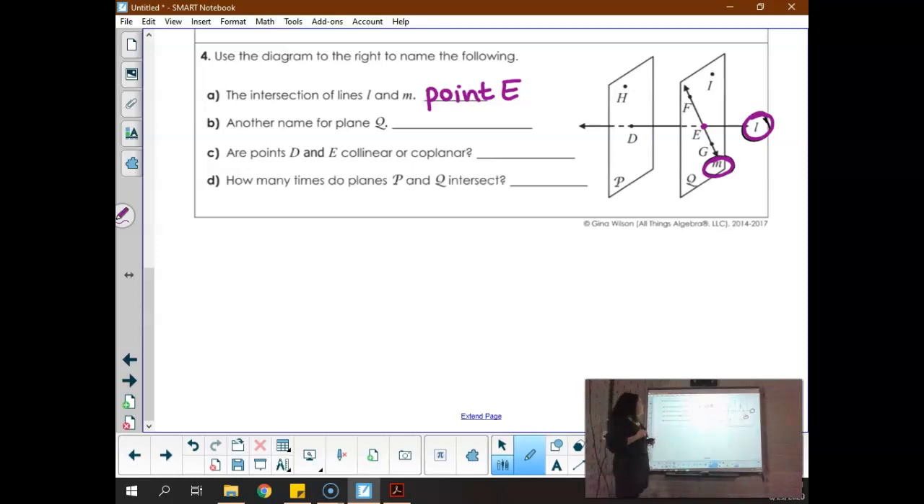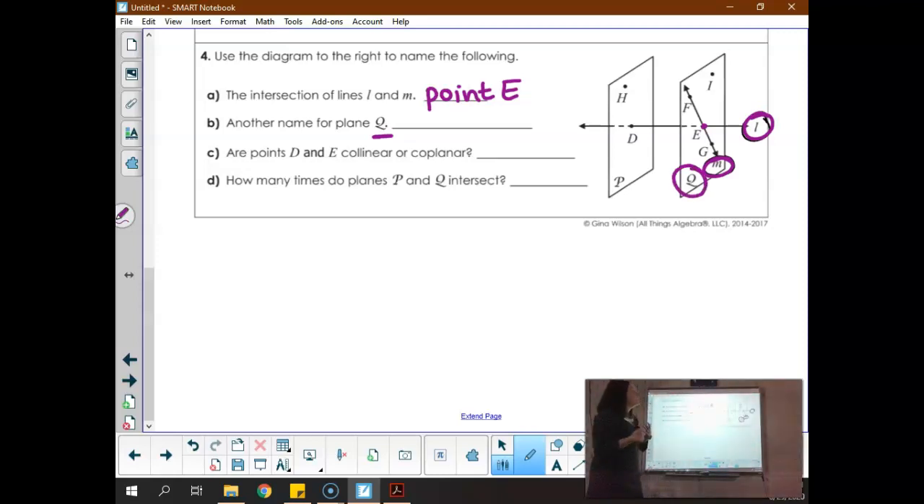All right, part B. Name another plane, or another name for plane Q. Now, I know this looks like a really stupid 2. It's a capital Q. It just looks funky because it's a script, and that's what you see right here.